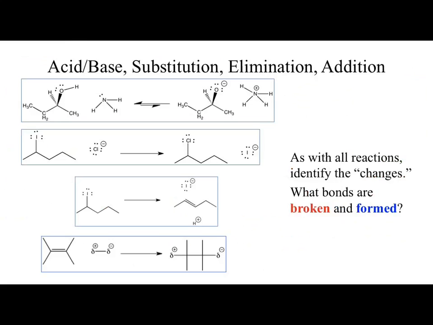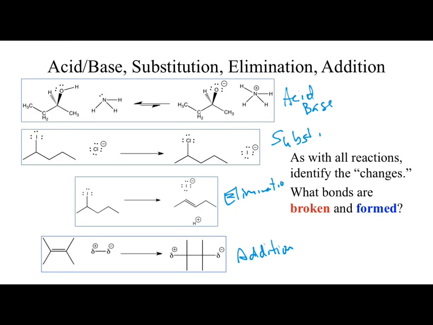Probably should have moved this slide a little bit further up, but it summarizes all of the reactions that we've seen and had to deal with. So we've got our acid-base chemistry, where we're looking at hydrogen transfers. And ultimately, when we say acid-base, we're referring to which type? Our Bronsted-Lowry definitions, not our Lewis definitions. In the next reaction, we've got what type of reaction? Substitution. The next one is elimination, and the last one, addition.